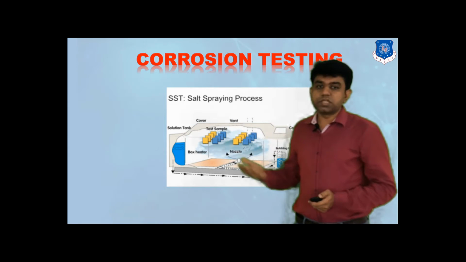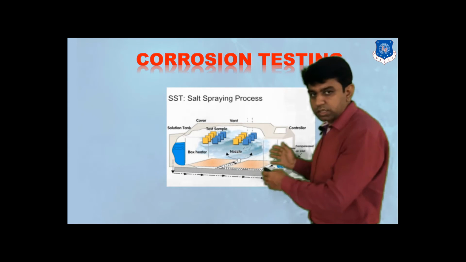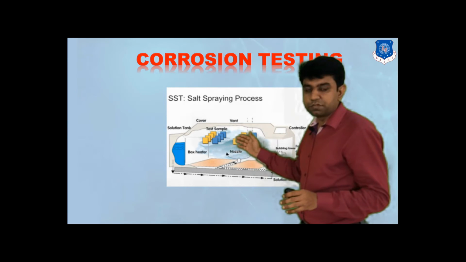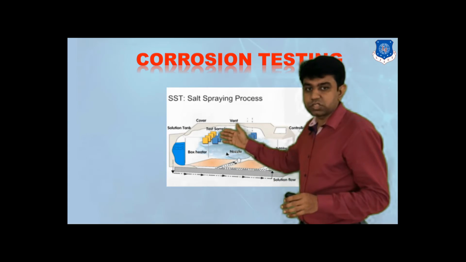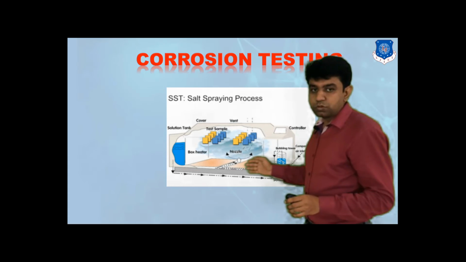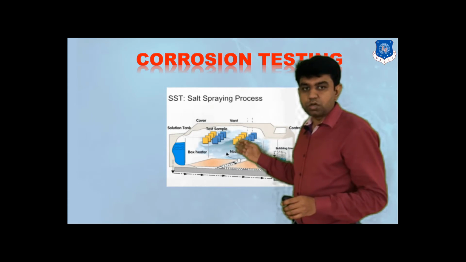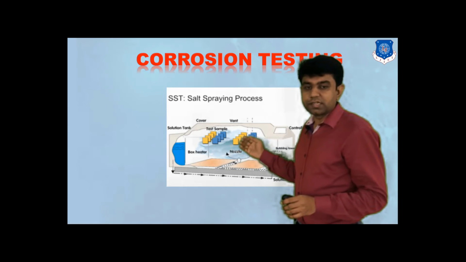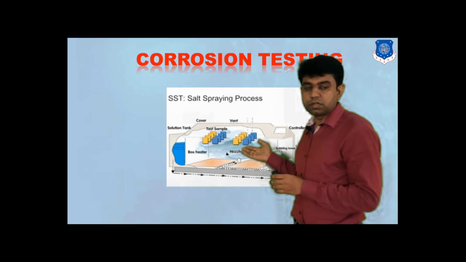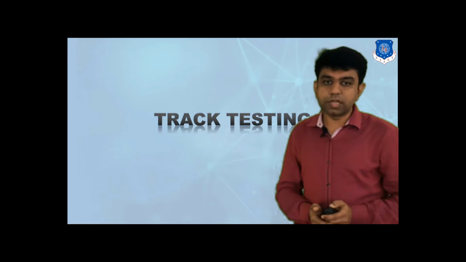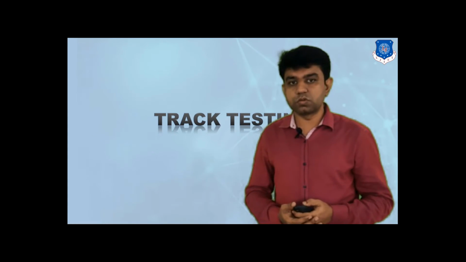This is actually the inside view of the chamber itself. We keep different kinds of test sections, and through nozzles we spray the liquid. Sometimes we spray the salt along with the water, and sometimes alternately it will be a salt spray. So that evaluation would be done in this corrosion test.